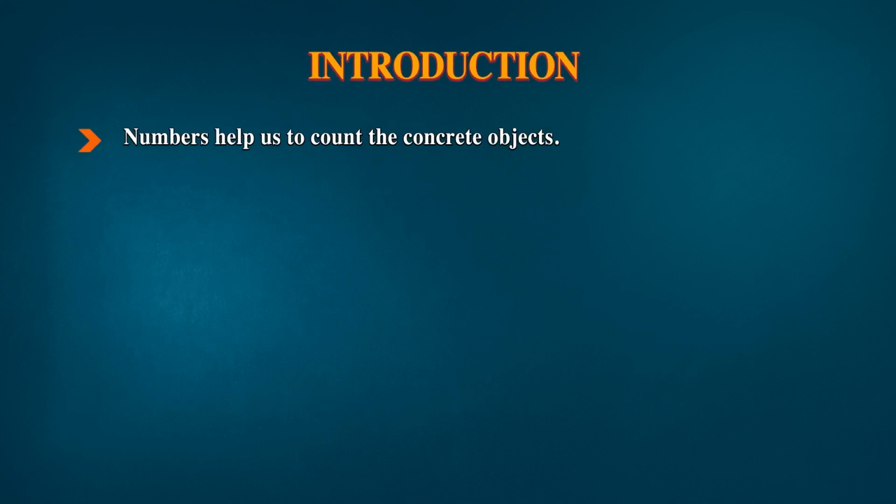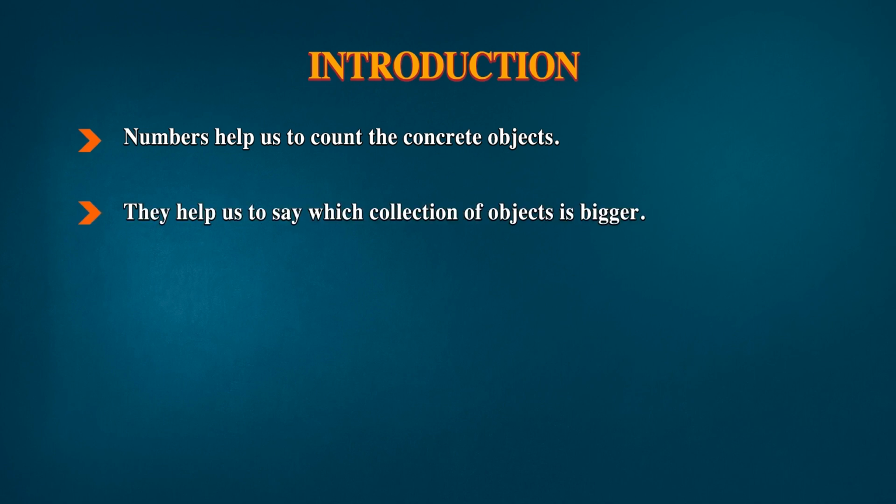Numbers help us to count the concrete objects. For example, number of students in a class. Sometimes we may also want to know the number of trees in our school, number of classrooms in our school, etc. They help us to say which collection of objects is bigger. For example, we can compare the strength of students of class 6th and class 7th. We can also compare the number of toys we have with the number of toys our friend has. We can compare the number of family members in different families.